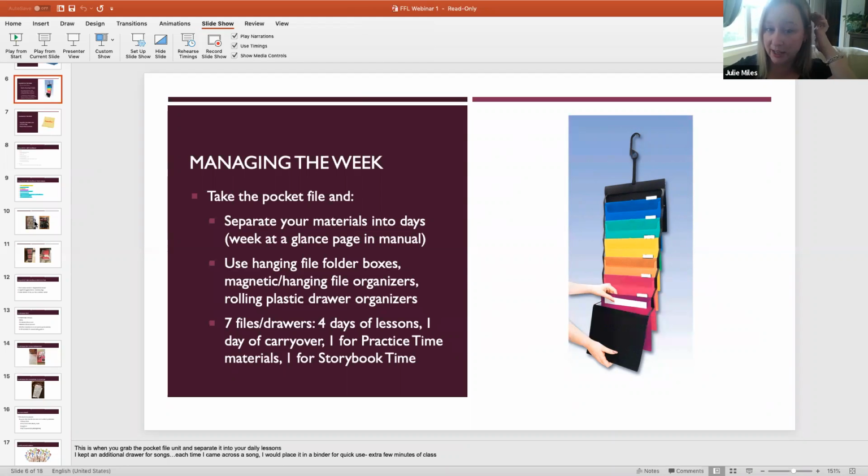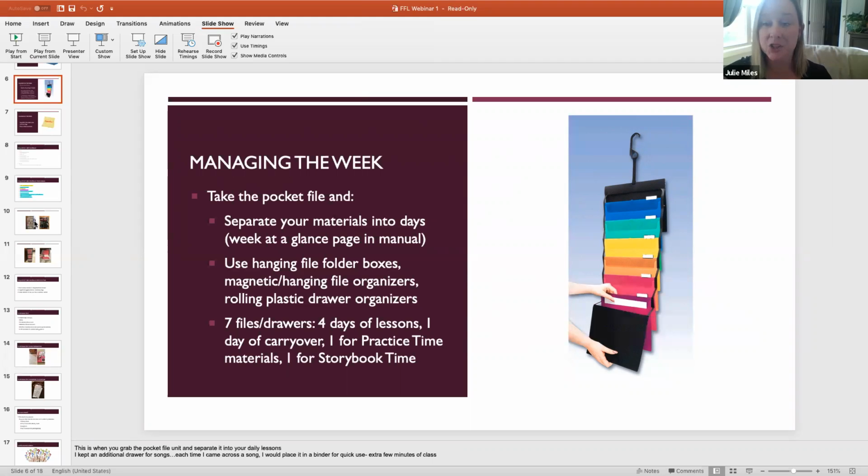You're going to use a hanging file folder box, magnetic hanging file organizer, or even a rolling plastic drawer organizer. You can get those at Target or Walmart. Those are great for having a drawer for each day. I used to have 4 days of lessons because the curriculum is set for a Monday through Thursday style. So I'd have a Monday, Tuesday, Wednesday, Thursday drawer or folder.